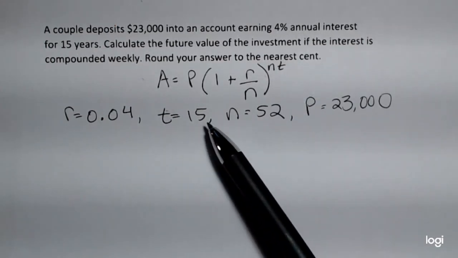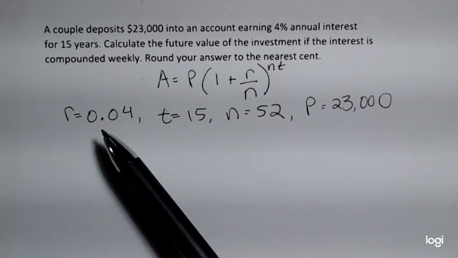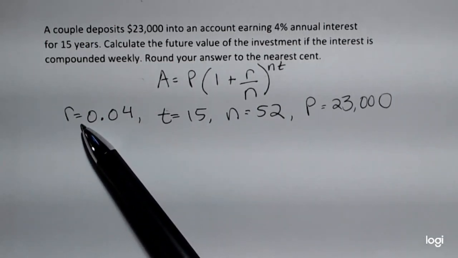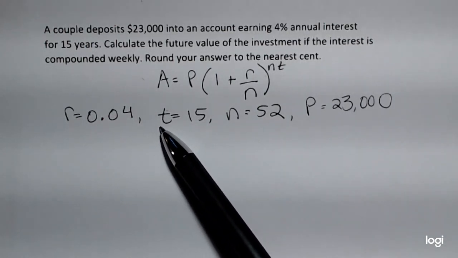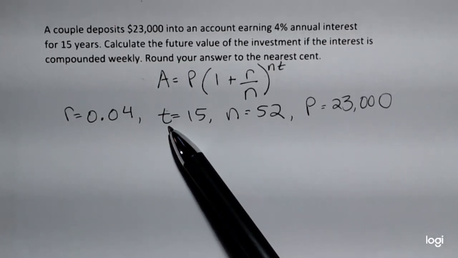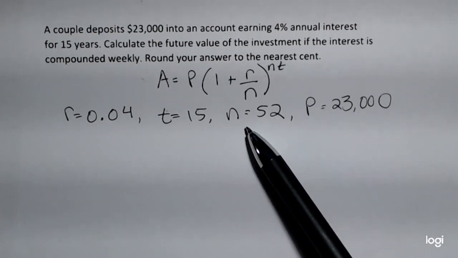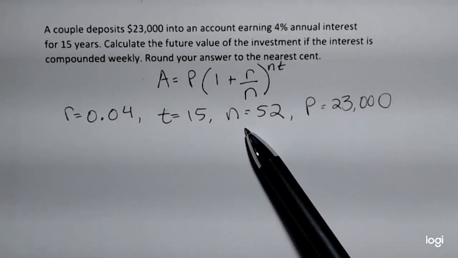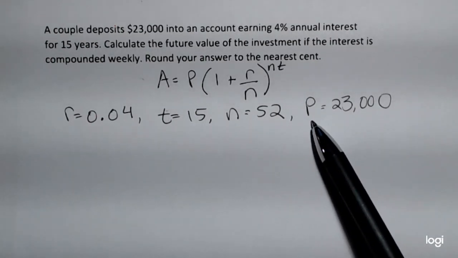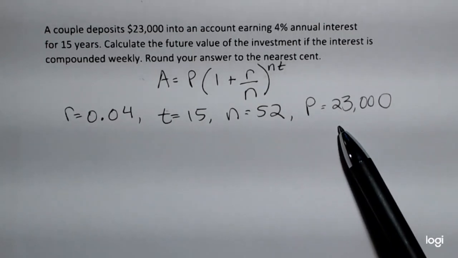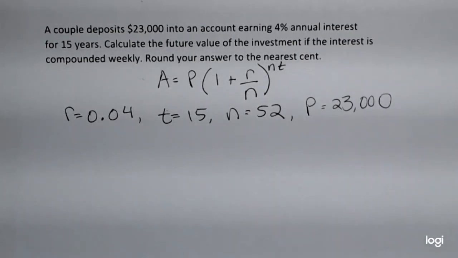To summarize the information, I wrote it out here. The interest rate as a decimal is 0.04. t is time in years. We have 15 years. And if we're compounding weekly, then the number of times we compound per year will be 52. And P stands for principal, which is the starting amount, and that is given to be $23,000.